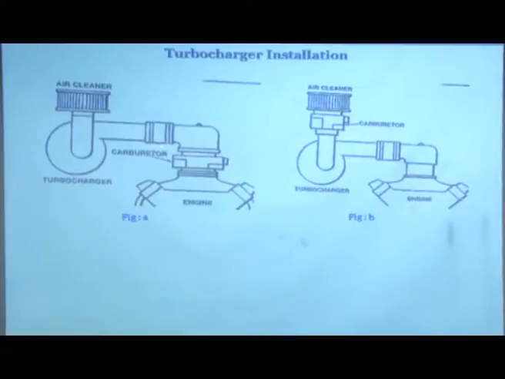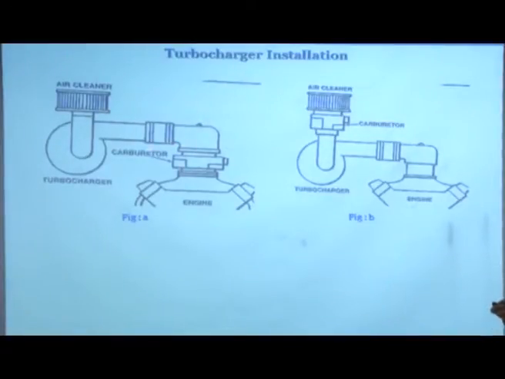a big challenge, where do you install? This is the air cleaner, this is the turbocharger, this is the engine. Should you install the carburetor in between, or should you install the carburetor before the turbocharger? Where do you install? So, two configurations are possible. Here it is after the turbocharger: the turbocharger is first, then the carburetor. Here the carburetor is first, and then the turbocharger. Now, here you see what you are compressing is just the air, and then this air pressure increases, and that high pressure air goes into the carburetor, and the carburetor works on the principle of vacuum.